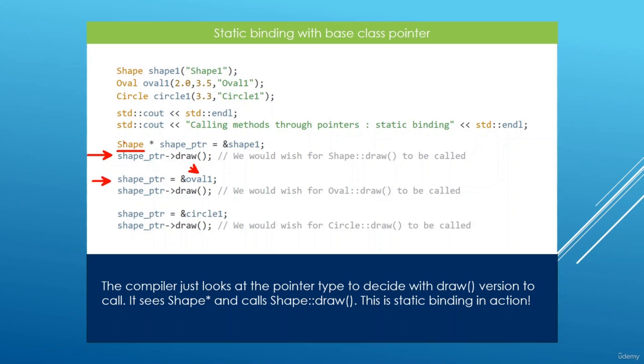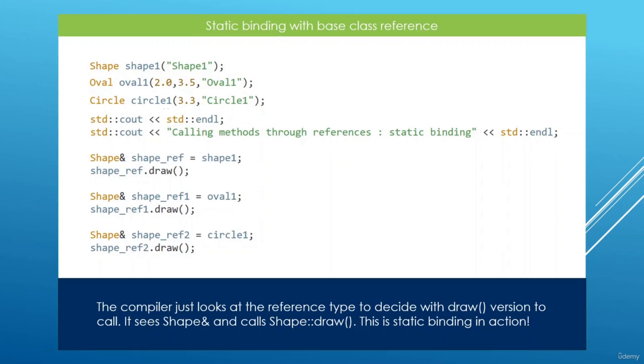The compiler is going to just look at the type of the pointer. It's not going to look at the type of the object that the pointer is actually managing. We will get static binding by default if we use a base class pointer to manage a derived object, like we do here. But we will also get static binding by default if we use a base class reference to manage a derived object. And we have a bunch of examples of this here. This is going to do static binding by default, and our methods are going to be called at the shape level. And that might not be what we want.